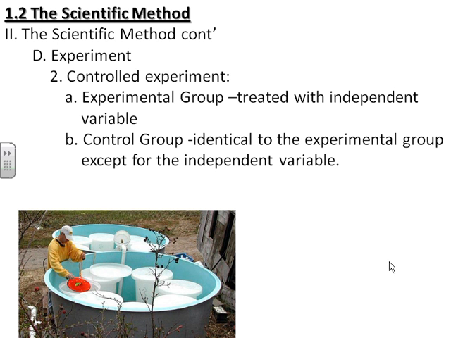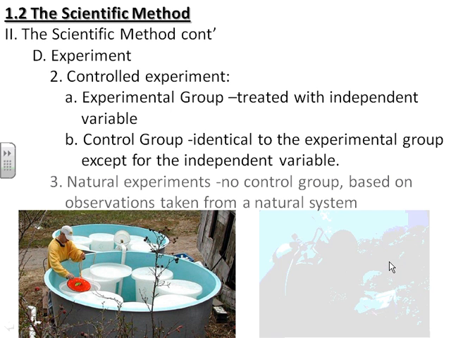So I could set up, in my example, 2 aquariums, one where I keep the temperature constant. That would be the control group. The other group, I raise the temperature to see how that affects fish swimming. That's the experimental group.